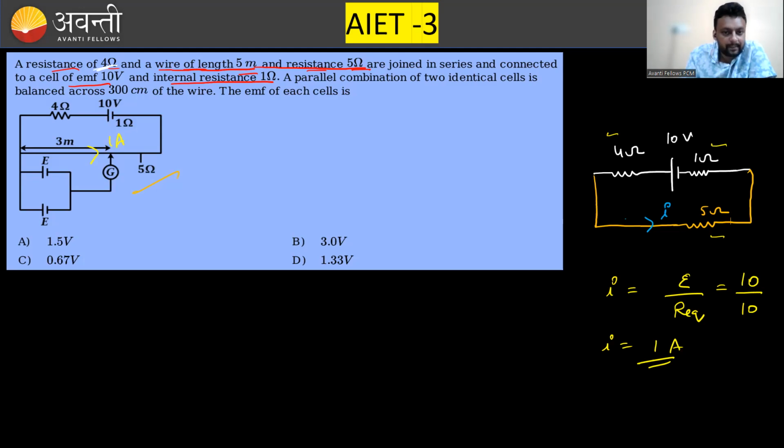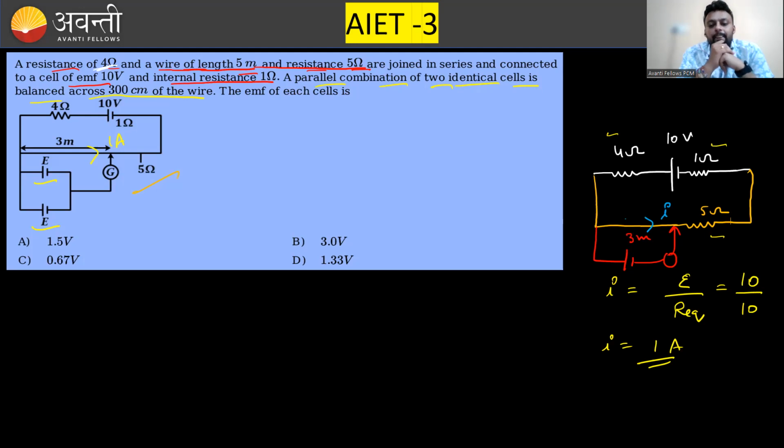Now, the next statement says a parallel combination of two identical cells. Listen to each and every word. Two identical cells is balanced across 300 centimeter of the wire. They are asking the EMF of each cell. One thing that is very clear: if n identical cells are connected in parallel, their equivalent EMF is equal to the EMF of any one cell. That means if I draw the equivalent circuit, one cell is connected like this with the galvanometer, and this is balanced at 3 meter length.